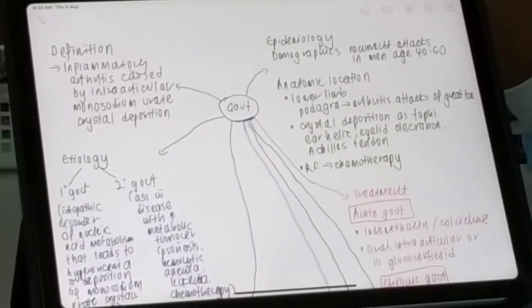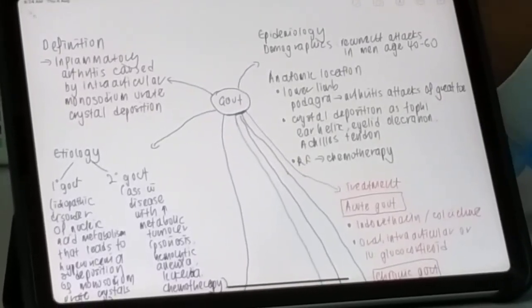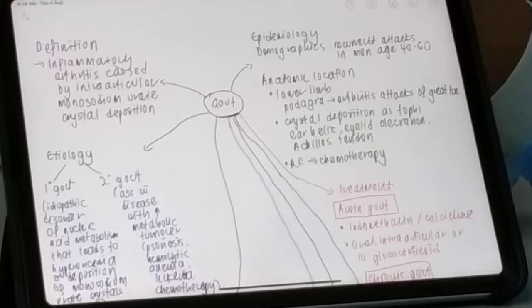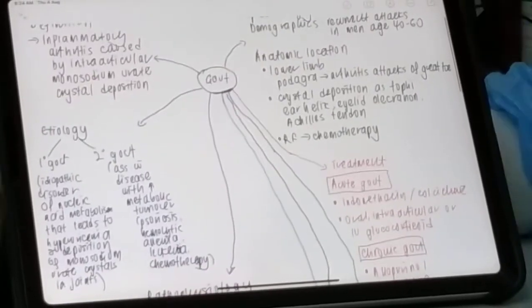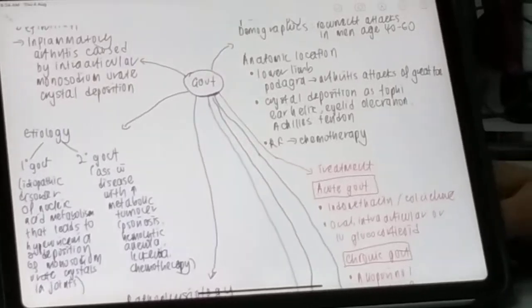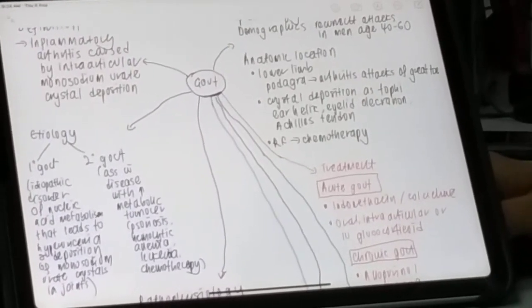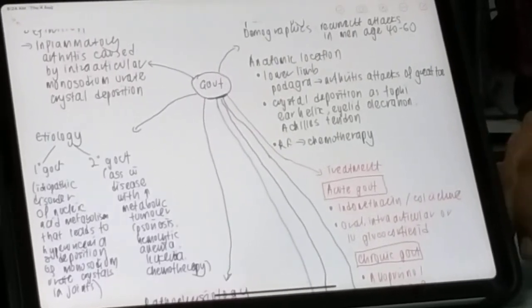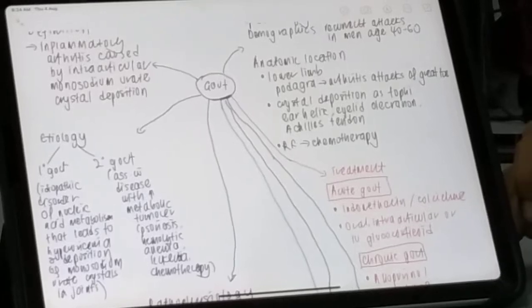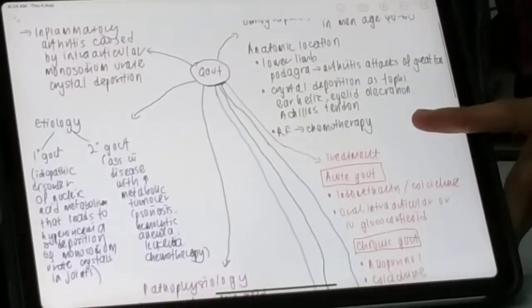Epidemiology-wise, demographics usually show recurrent attacks in men aged 40 to 60 years old. The anatomic location is usually the lower limb, podagra, so we call it podagra arthritis, which attacks the great toe. The crystals usually deposit at the ear helix, eyelid or olecranon, and Achilles tendon.